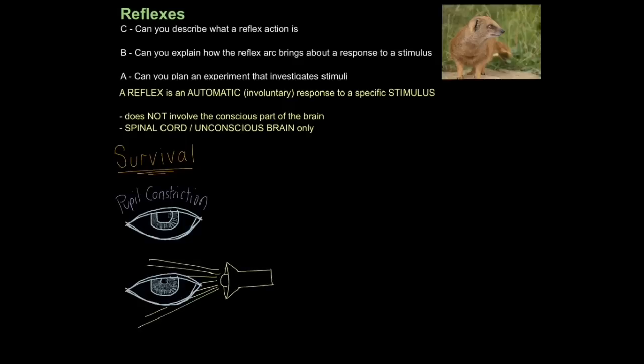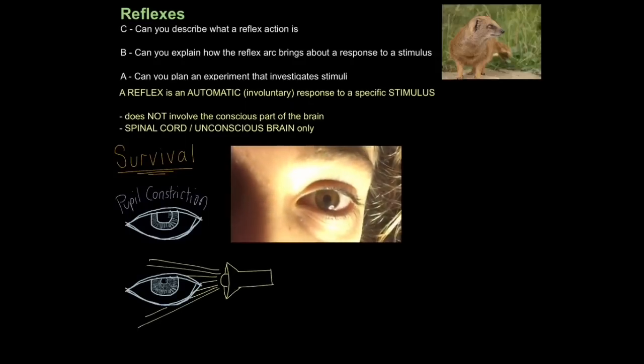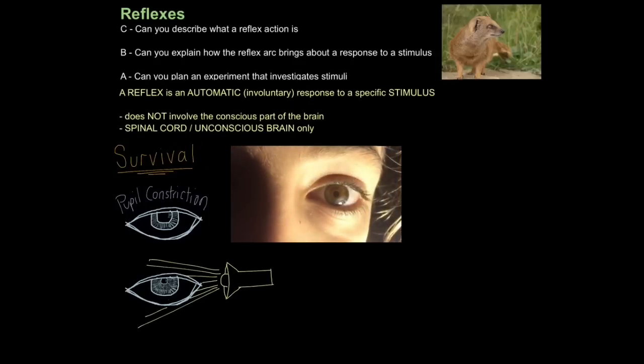I'm sure you're very aware that if someone shines a light in your face, it's very uncomfortable, but what you might not be as aware of is the pupil constriction reflex. So here you can see the pupil is dilated, it's wide, and when light gets shone on it, instantly it will become very constricted and small, and that's to prevent retina damage. And having good eyes helps your survival.